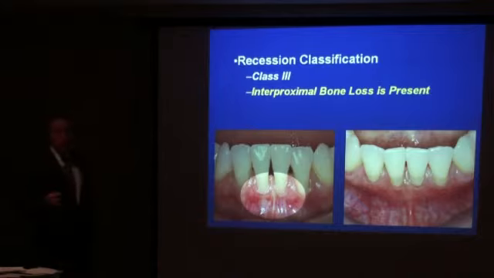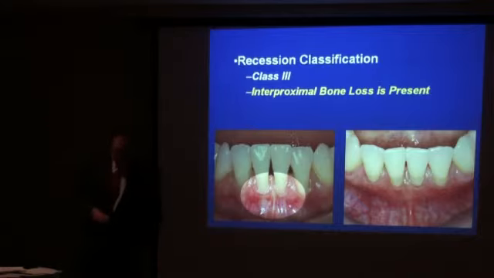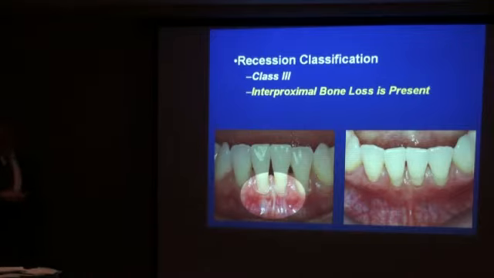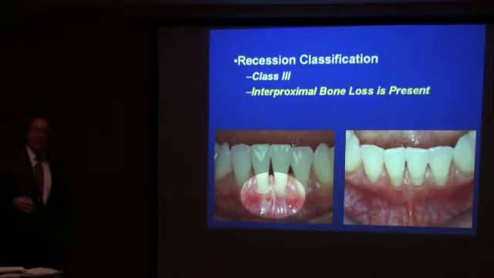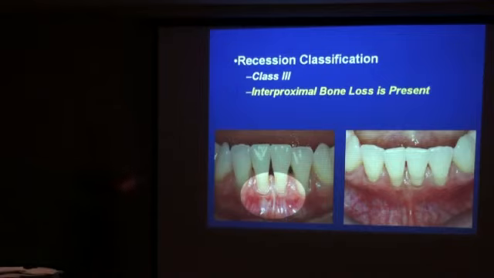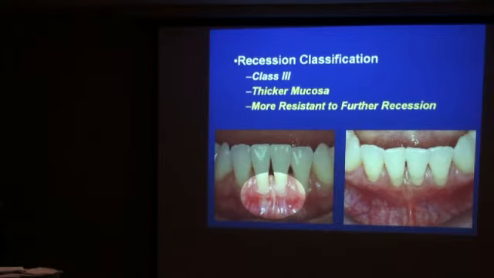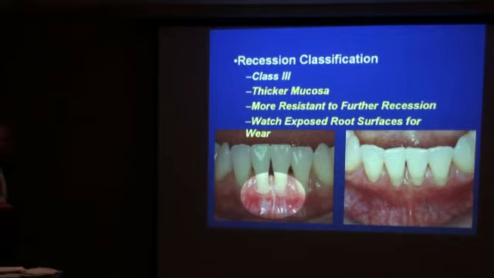Now, is it always going to resist further recession? Well, there's an old adage in dentistry that the dentist cannot do what the patient cannot undo. The patient can always undo through neglect or abuse. I mean, if you have a patient that's brushing vigorously, yeah, they can abrade this tissue too. But if they're doing a good job with their oral hygiene, if they're doing proper oral hygiene, this tissue is going to be very resistant to further recession. So our goal with treating class 3 recession is to create thicker mucosa that's going to be more resistant to further recession, but we have to watch those exposed root surfaces for signs of wear.